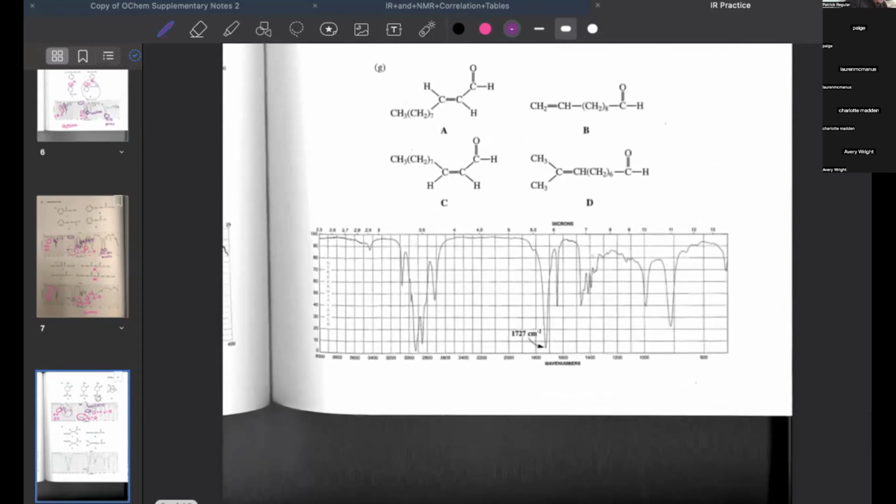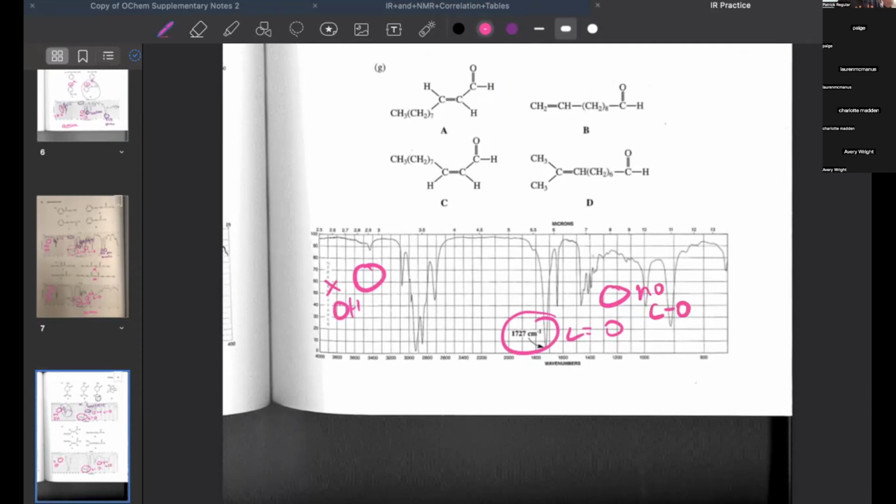All right, next, let's run it back again. This one, we have a C double bonded O, right? Do we have an OH peak? No, we do not. You do not have an OH, so do we have a C-O single bond stretch? We do not. No C-O.